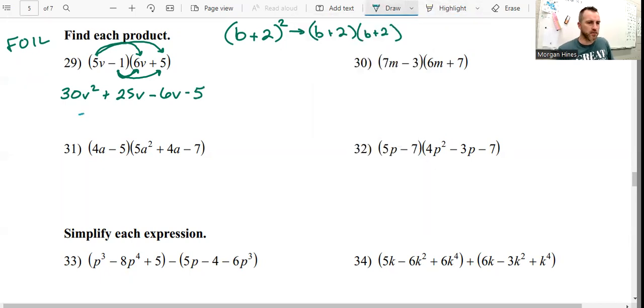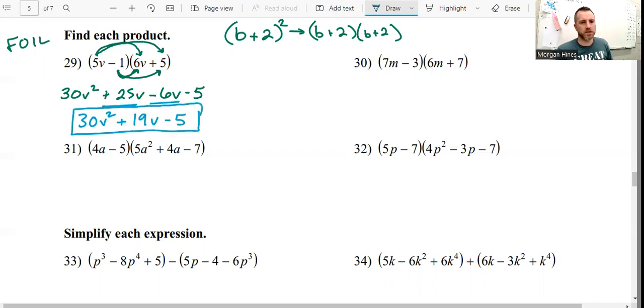Okay, we've got 30v squared, and then we've got 2 terms that are like terms. 25 minus 6 is 19v, minus 5. And that's all there is to number 29. But you can't forget the outsides and the insides. That's what people do, and it always makes things go poorly.